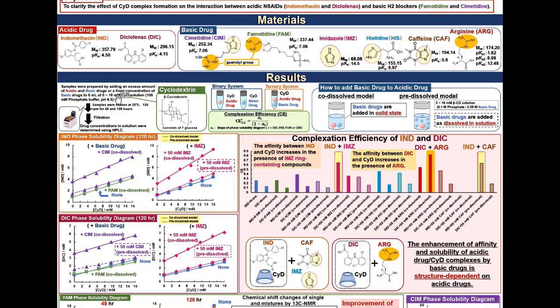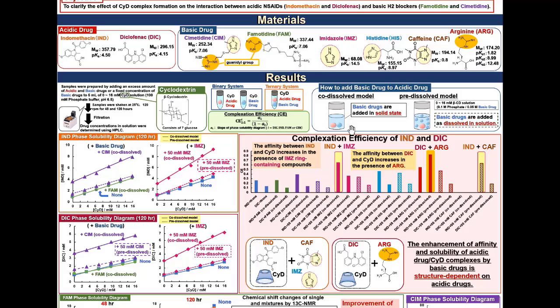First, we prepared phase solubility diagrams to determine what ratio of drug and CYD form complexes in solution and how the solubility of the complexes changes. In this study, beta-cyclodextrin, which is composed of 7 glucosides, was used among the many CYD family members. The complexation efficiency, CE, which is an indicator of the affinity between the drug and CYD, was calculated from the slope of the phase solubility diagram.